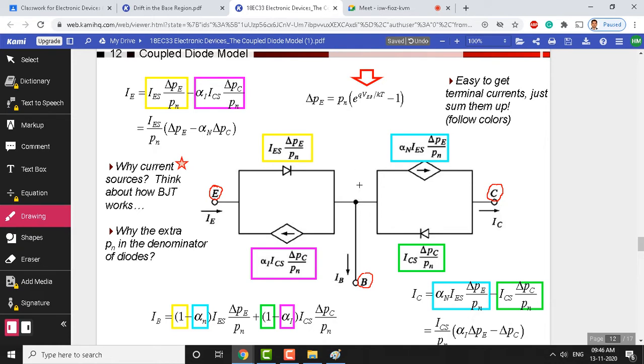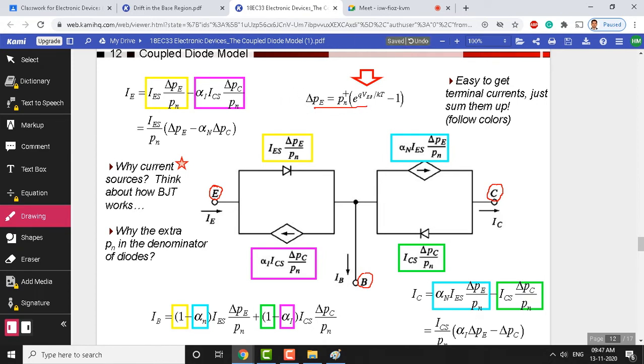For instance, if you look at this first term here, IE is equal to, there is a first term here, this is a diode term. How do we say it is a diode term? For that you need to substitute for delta P. Delta P indicates the excess hole concentration at the emitter base junction. Just substitute this equation in place of delta P. Okay, what do you get when you substitute this here?